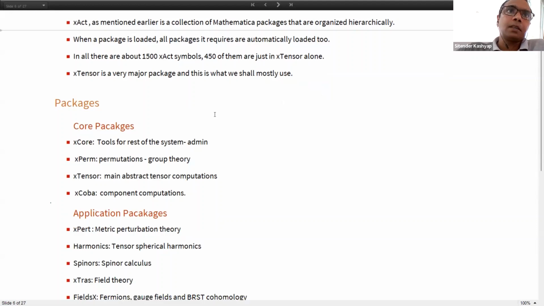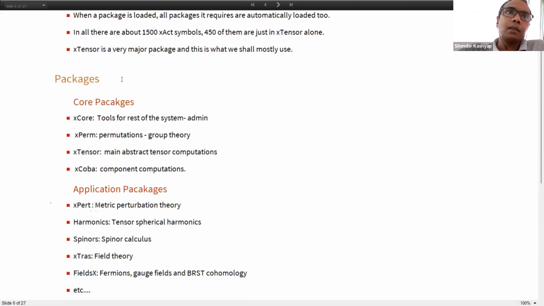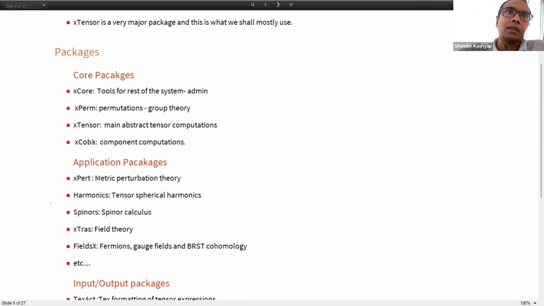Here are the main categories of the packages. Core packages: xCore, xPerm, xTensor, and xCoba. xCore is like an administrative package which manages all other packages. xPerm is where the permutation theory and group theory, etc., are coded. xTensor is the one for tensor computations. xCoba is for when we restrict to a particular coordinate system and do component computations.